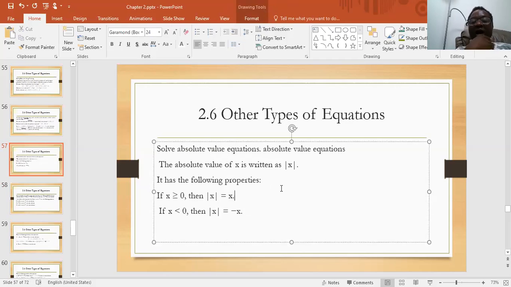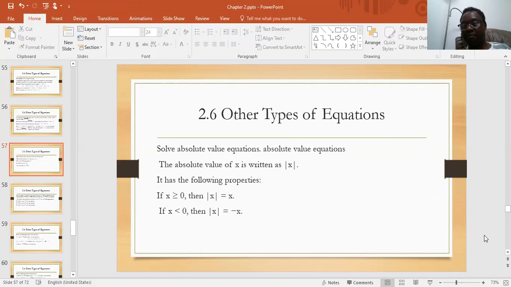So we may have equations involving absolute value. The definition of the absolute value is that when a number is positive, the absolute value is exactly that number. But if a number is negative, the absolute value is the opposite of it. For example, absolute value of 2 is 2. Absolute value of minus 2 is minus minus 2. So don't get confused with this minus. It's because the number is negative. When you put the minus there, the number becomes positive.